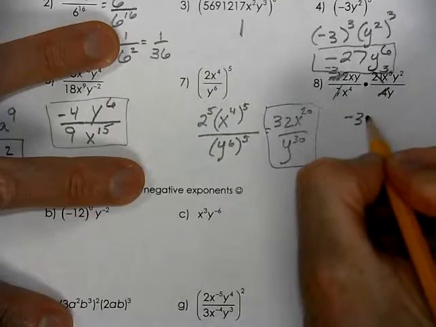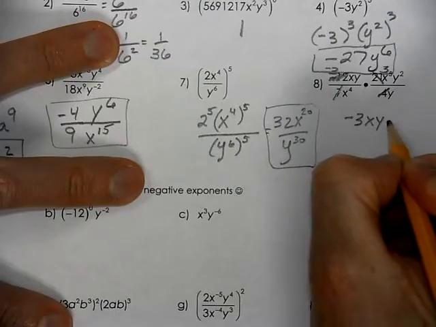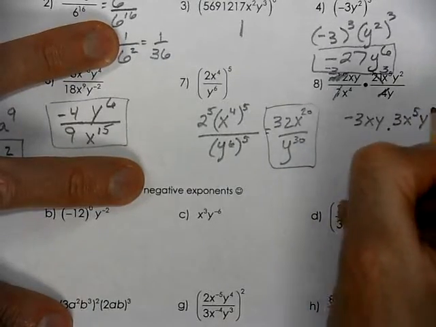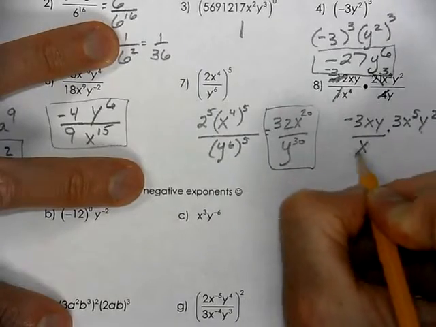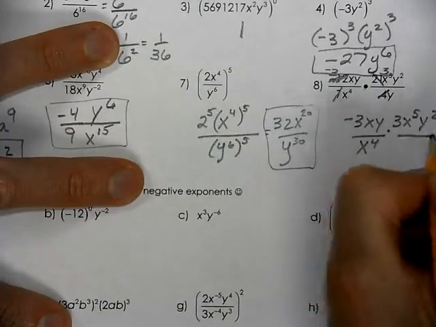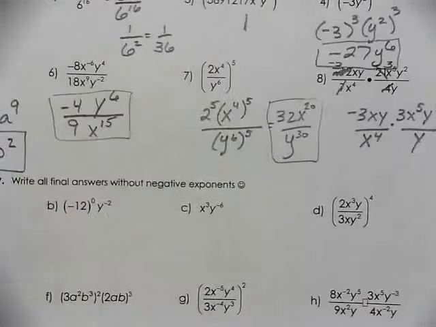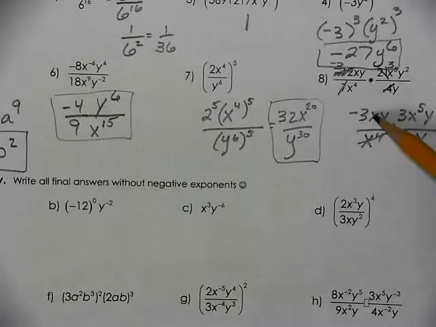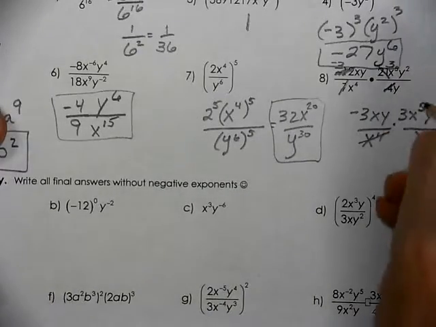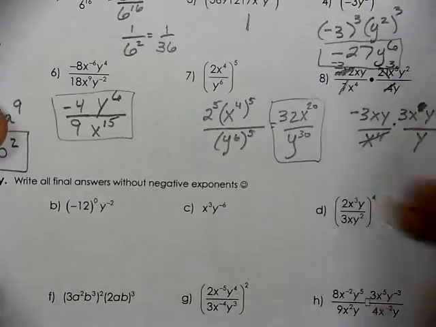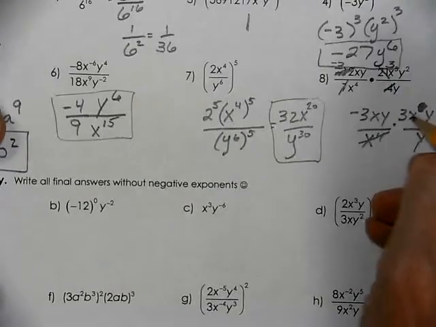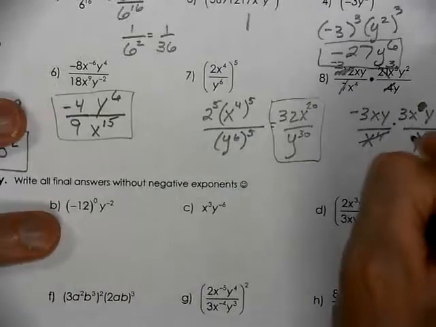So we have -3xy, and we have 3x to the 5th y squared, x to the 4th, and y. So those are the values we have so far. I can cross out all of my x's either with this one or definitely with 4 of those. So if there's 5 total, there would still be 1 left over. So I'm going to leave that x sitting there.